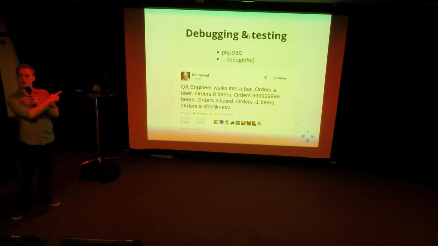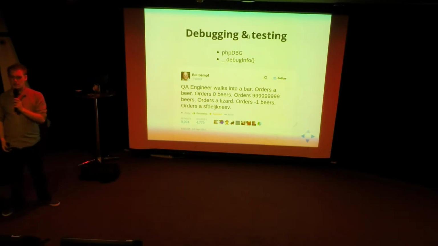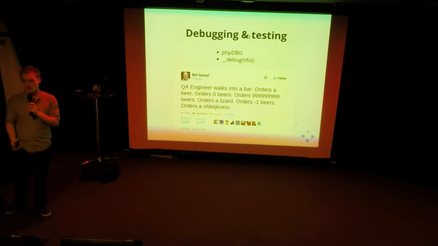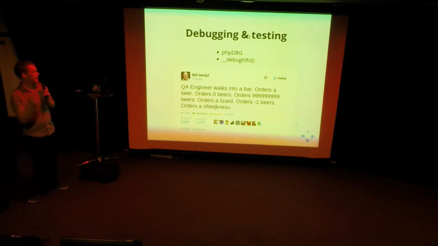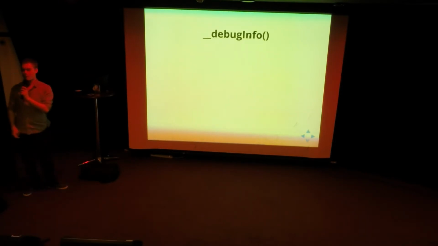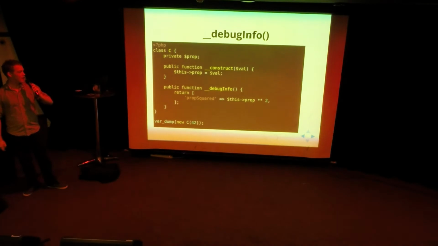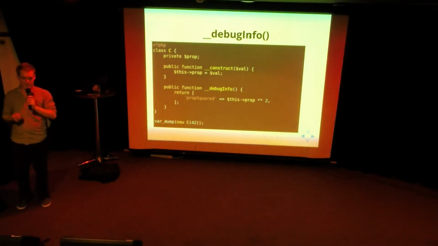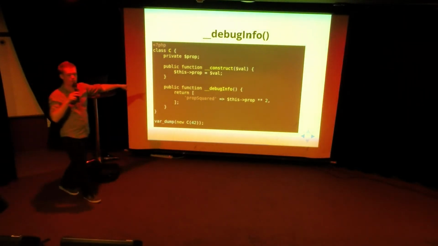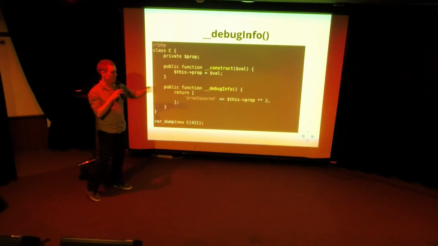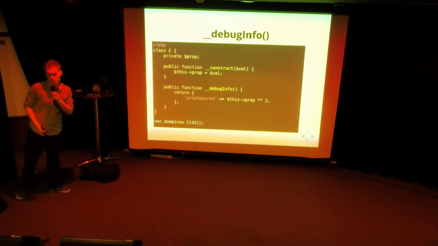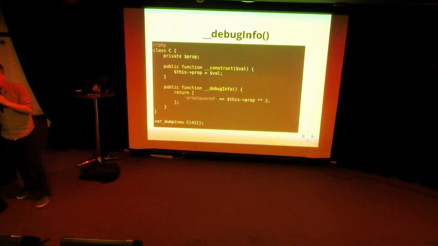Now, I'm probably going to use __debugInfo a lot more than PHPDBG, at least for now, until the community starts to develop more tools and understanding around PHPDBG. So, __debugInfo. It's really cool and it works really simply. I define a brand new method called __debugInfo, and I simply return my debugging info.